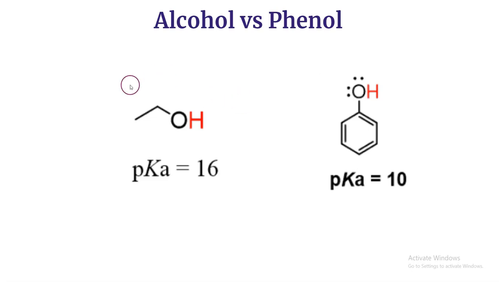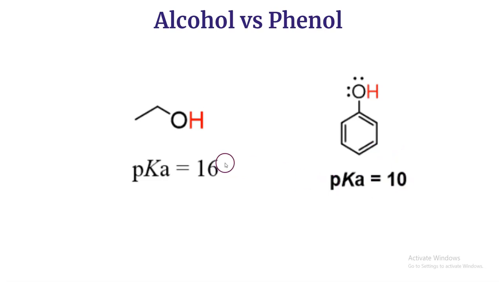But the first difference, okay, let's say this is the second difference, right? The second difference is basically in terms of acidity. I've given the pKa value for ethanol here, and the pKa value for other alcohols would be very similar, 16 or more than 16, okay? For phenol, the pKa value would be around 10 or even less than 10 for phenol derivatives.